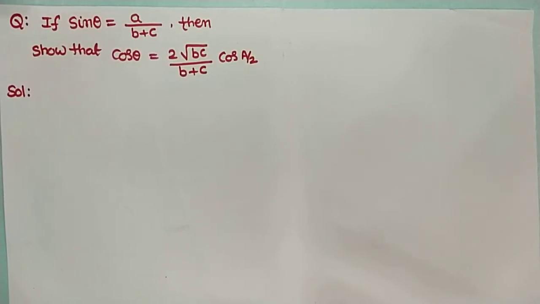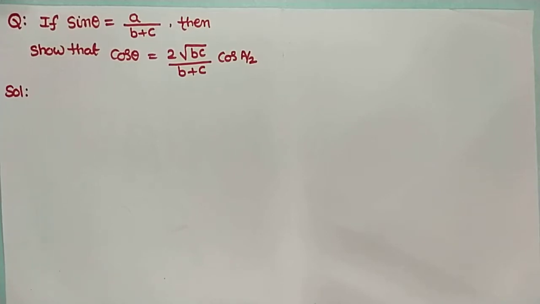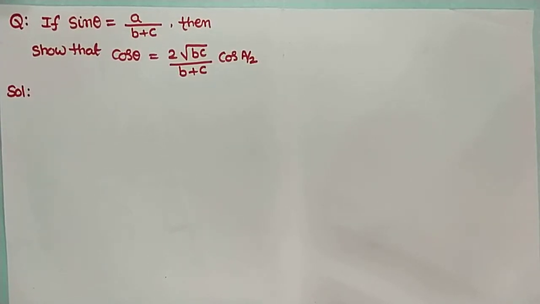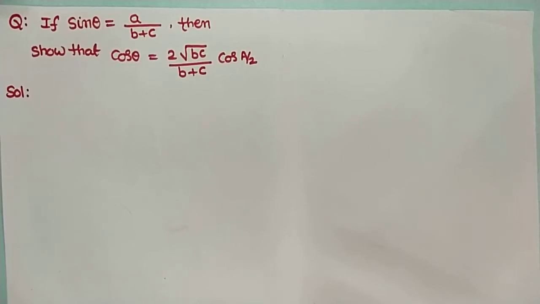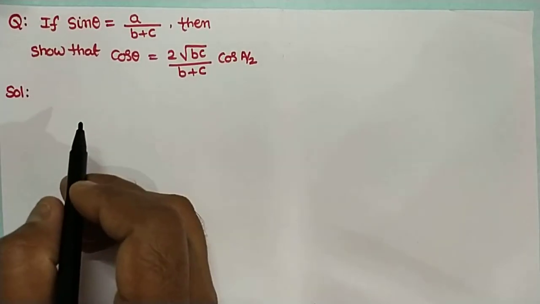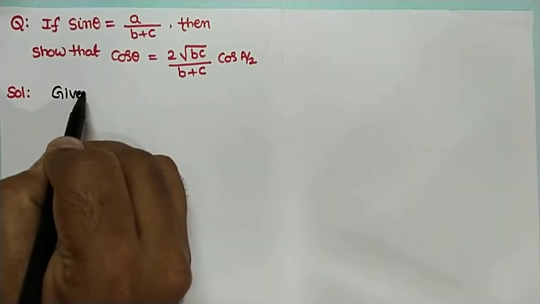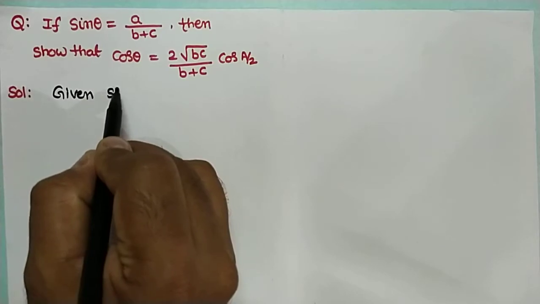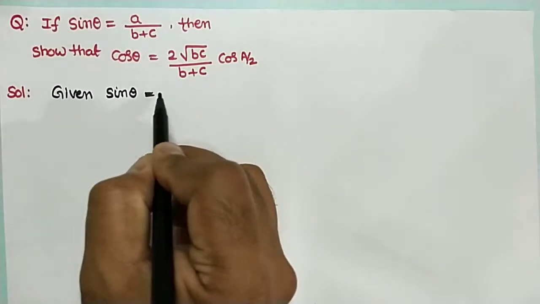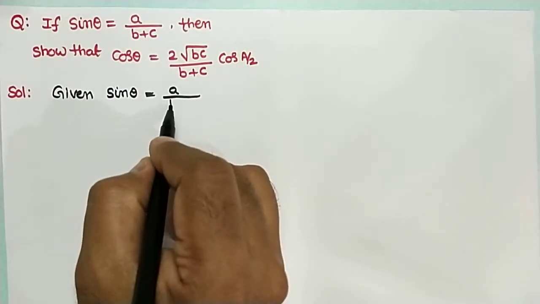If sin theta equal to a by b plus c, then show that cos theta equal to 2 root of bc by b plus c into cos a by 2. So how is it done? Given sin theta, calculate the value of cos theta. First, given sin theta equal to a by b plus c.